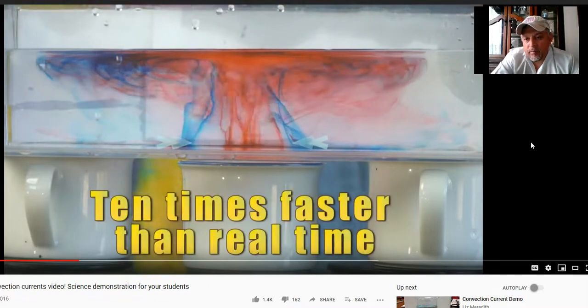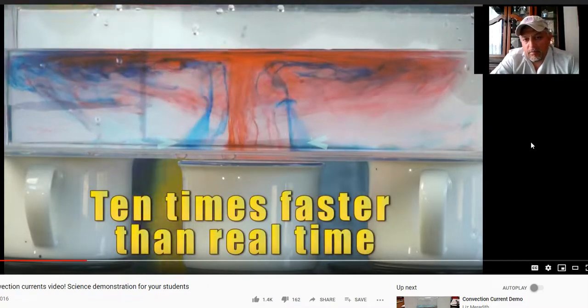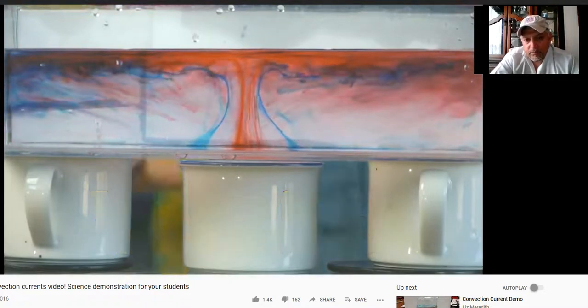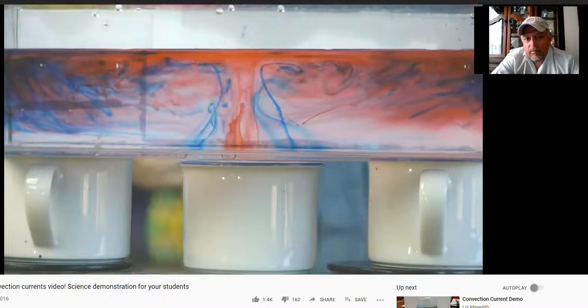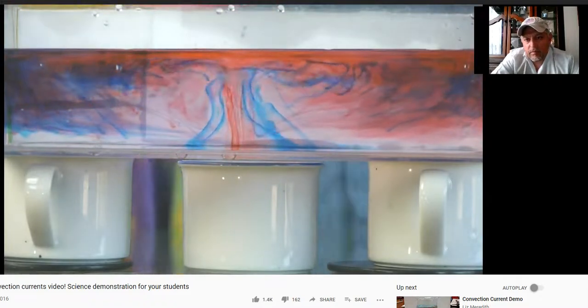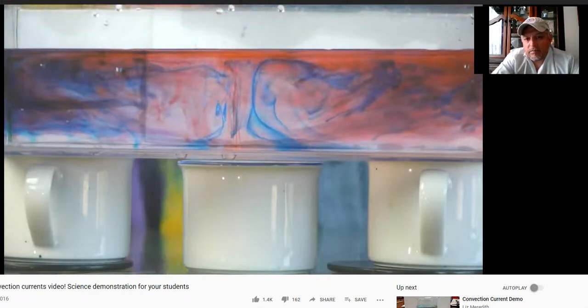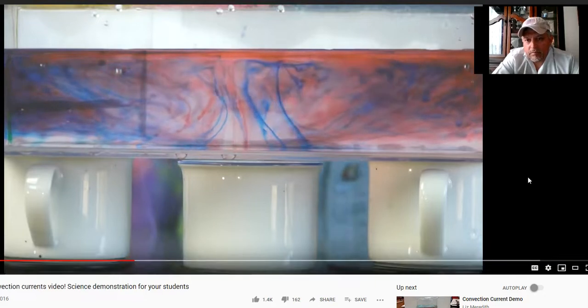Here's the thing I want you to remember. When water moves from one place, it doesn't leave a void behind. Water from somewhere else has to move in to take its place. That's why you can see the blue food coloring coming in from the sides.